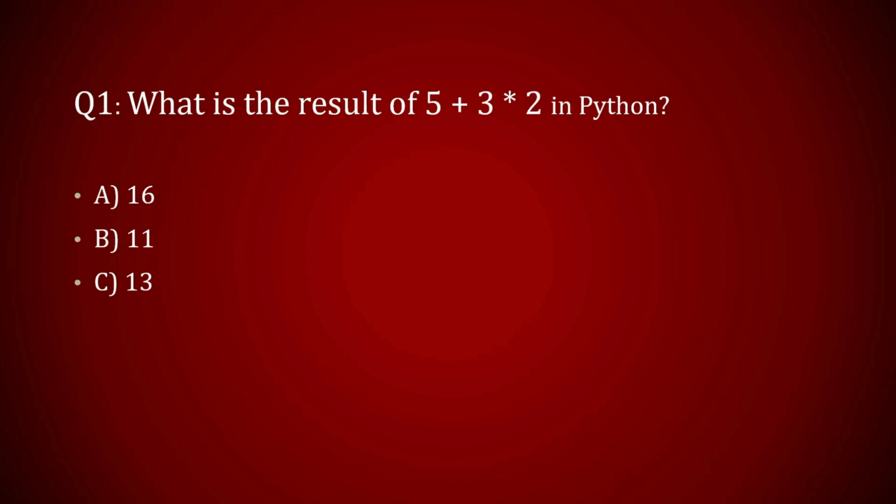Okay, so the first question is, what is the result of 5 + 3 * 2 in Python? So asterisk is nothing but a multiplication symbol, correct, in Python. So now what is the result of 5 plus 3 multiplied by 2 in Python? Options are A 16, B 11, C 13. Your timer starts now.